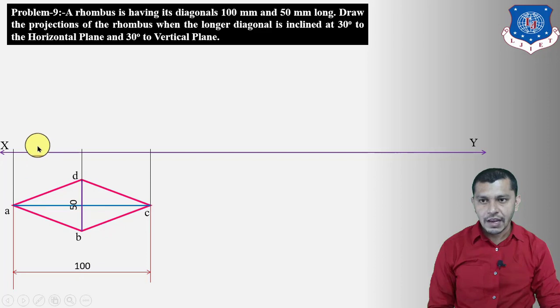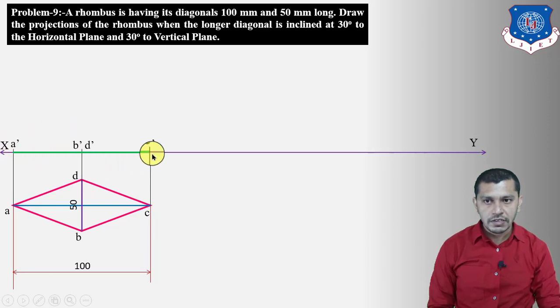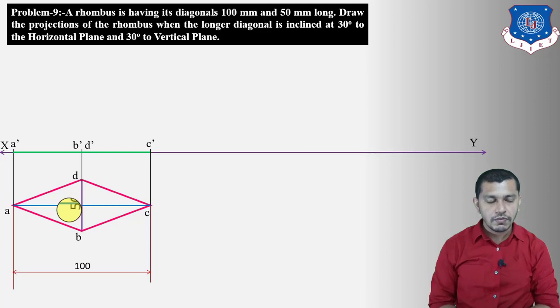Now we have to draw the elevation. For the elevation, project all the points. So here we will get A dash, here we will get B dash, D dash, and here we will get C dash. Connect these points, we will get the elevation. And right now the elevation is a line, because in the first stage we have assumed that the surface of the rhombus is parallel to the horizontal plane and perpendicular to the vertical plane. And if any plane is perpendicular to the vertical plane, the elevation of that plane will be a line.